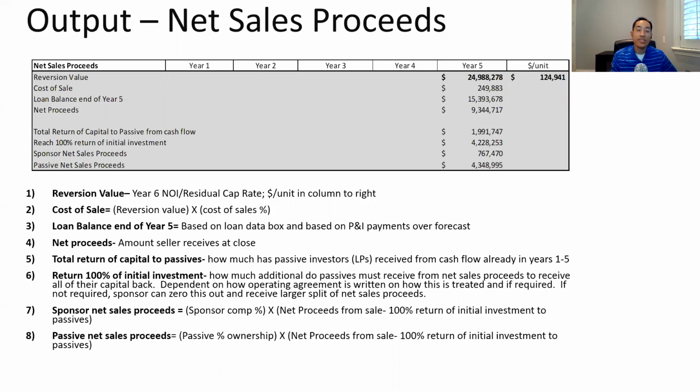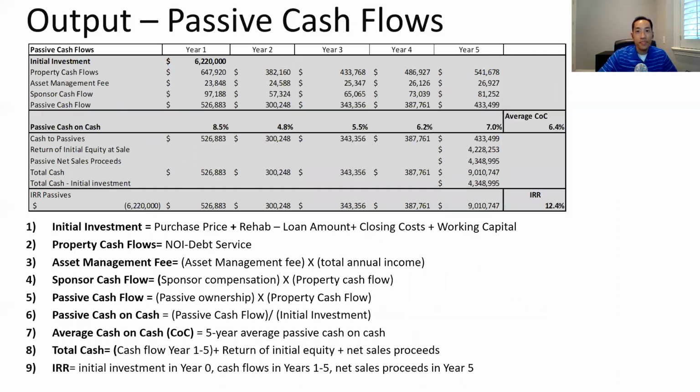And so this is where it gets a little bit tricky, but essentially this is money that comes back to you as a sponsor. Some sponsors have it where they pay back all their limited partnership money, and then they split the proceeds, or some sponsors will just split the proceeds based on their equity override. So just double check your operating agreement and see what it says there to make sure you do that calculation correctly.